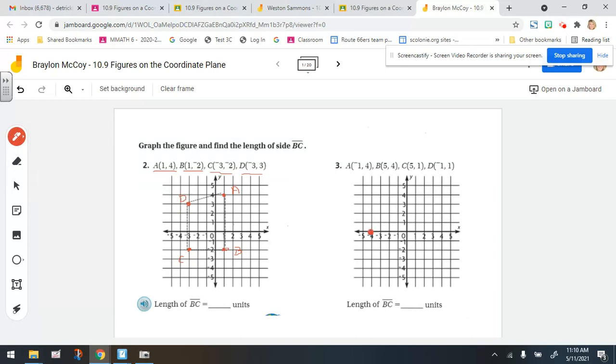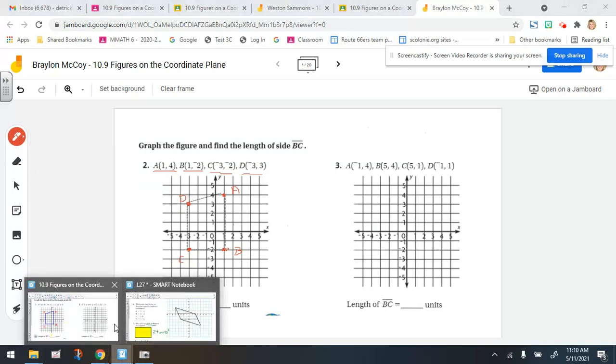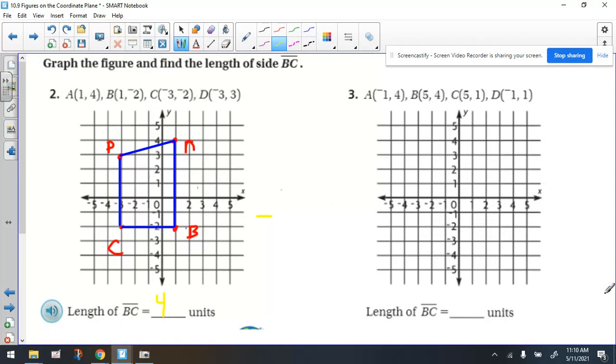All right, so let's take a look at number 3, but we're going to look at it on my better image one. This is bigger and it's easier for you to see. And let's go ahead and plot. So if we plot left 1, up 4, and don't forget, really important, as you put the dot, you want to put the letter next to it for reference. B is over 5, up 4.